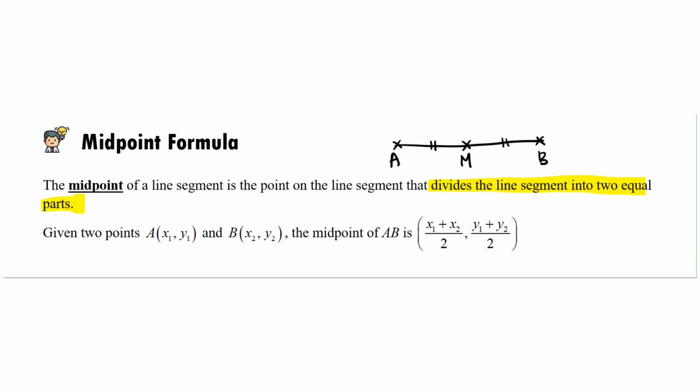To find the coordinates of this midpoint, we will rely on the coordinates of A and B, which are the endpoints of the particular line segment. And the formula to find the coordinates of the midpoint will be requiring this. That will be the sum of the x coordinates, and we divide that by 2, as well as the sum of the y coordinates, and we divide it by 2.